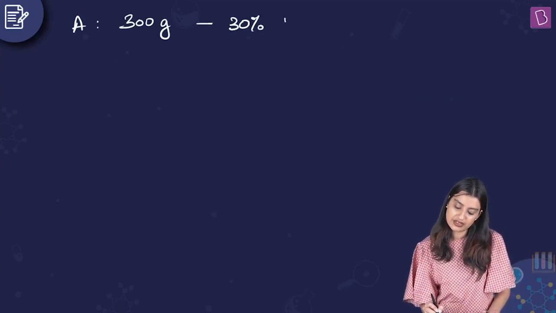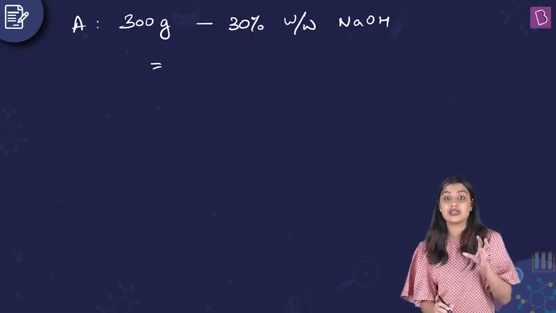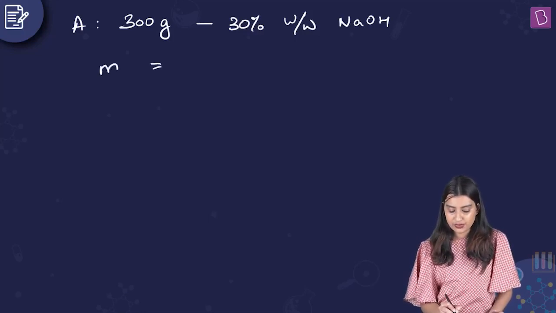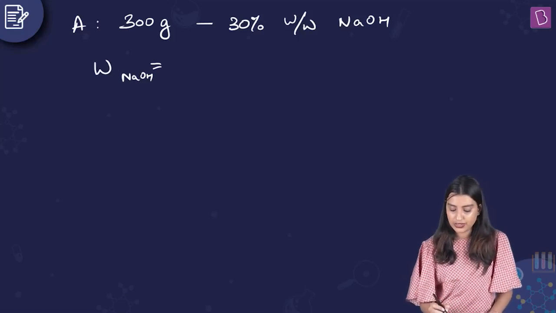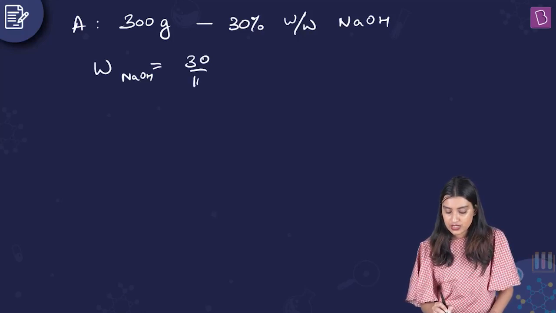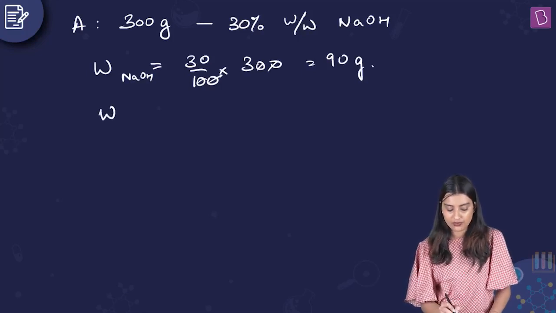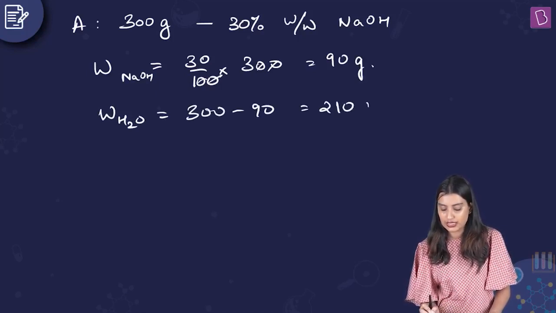So you have solution A, which is 300 grams of 30% weight by weight NaOH. Okay, so how much NaOH is in here and how much water is in here, we need to find that out. So NaOH, let's find out first. So mass of NaOH, or if this confuses you, just write weight of NaOH. You have 30 by 100 into 300, okay, which is nothing but 90 grams. Okay, now weight of water is going to be 300 minus 90, which is nothing but 210 grams.